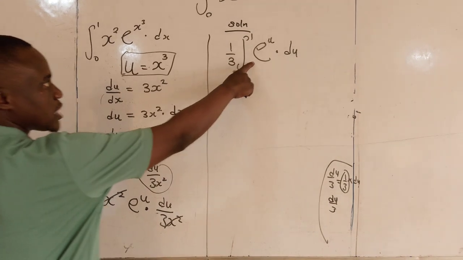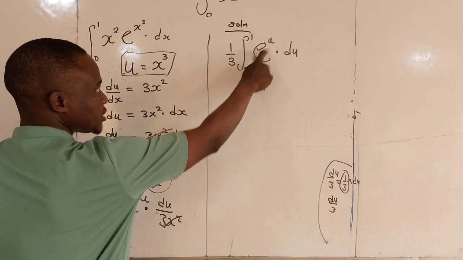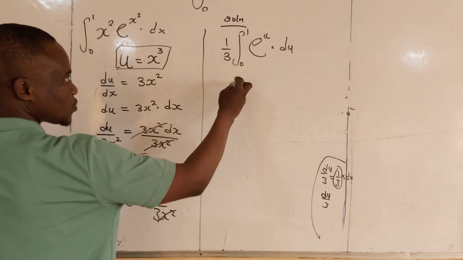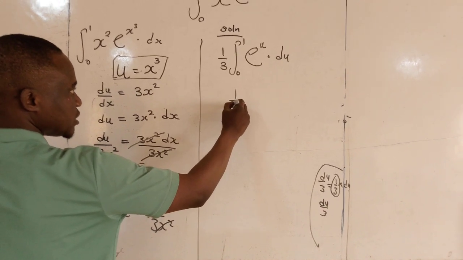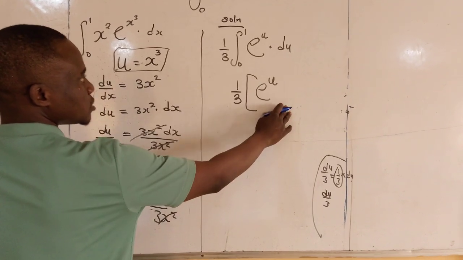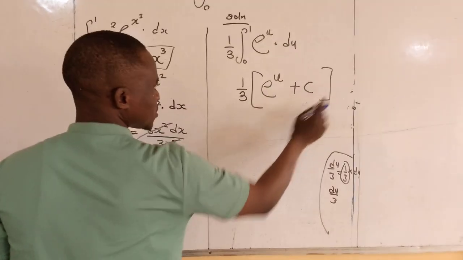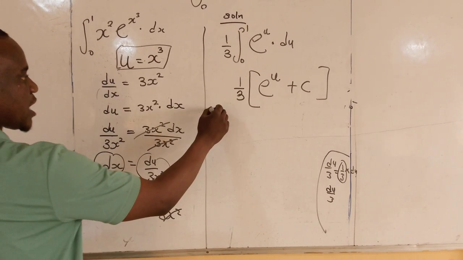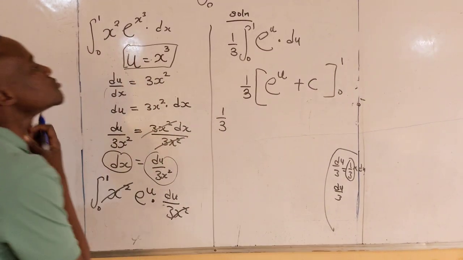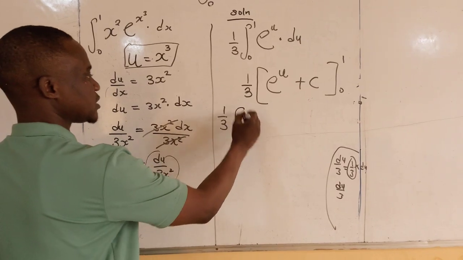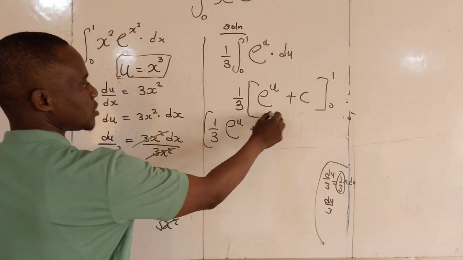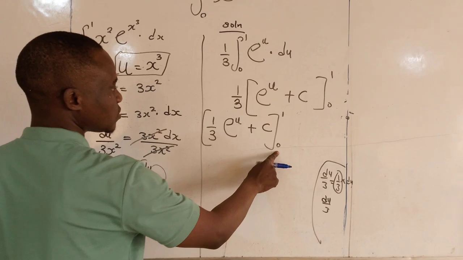in order to integrate this. e raised to power u. If I integrate this, it will still give me 1 over 3 e raised to power u, then plus c. So here I now have the final answer: 1 over 3 e raised to power u plus c, with limits 1 and 0. Then you can now put your range, which is from 0 to 1.